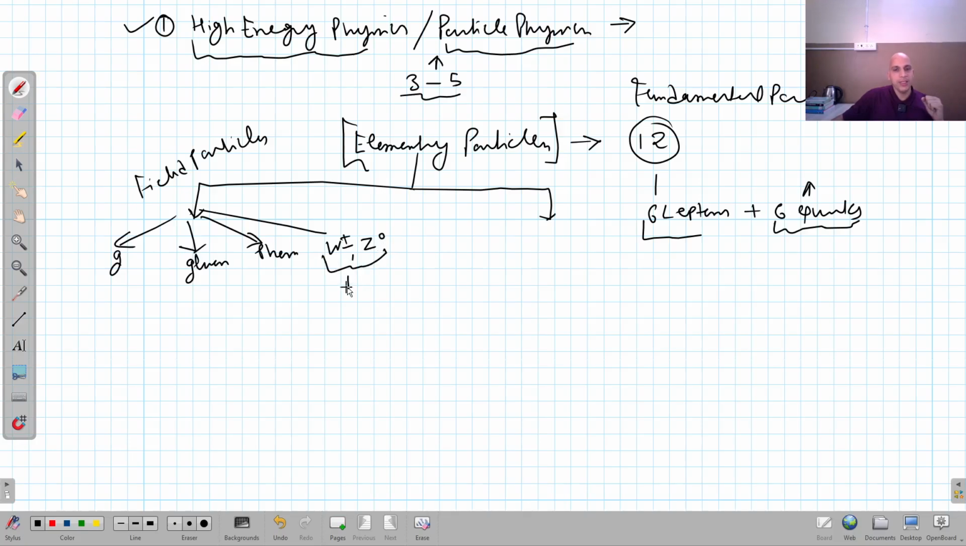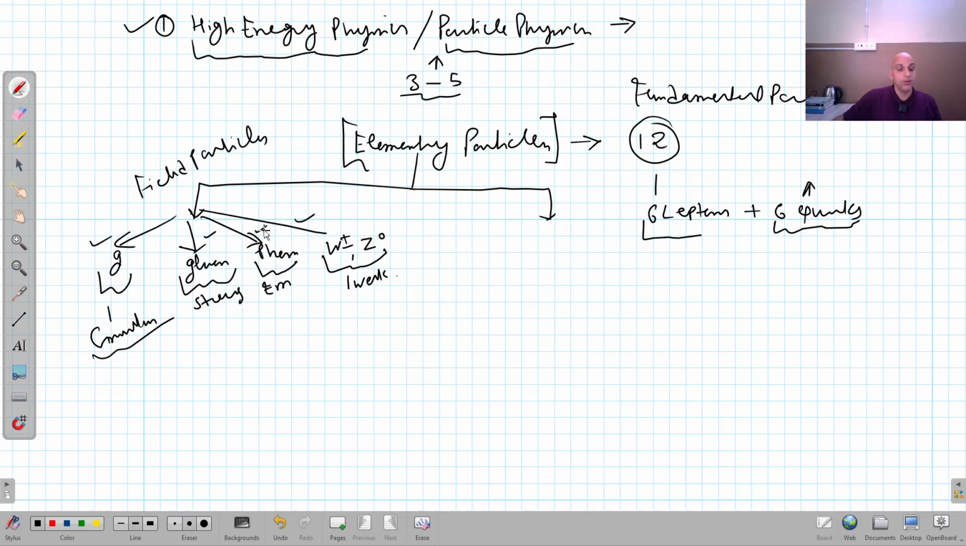The W and Z bosons are for weak interaction. The photon is for electromagnetic force. Gluon is for the strong or color force, as I have already explained. And graviton is for the gravitational force. So first of all, we should remember that we have 4 fundamental forces in nature: electromagnetic force, gravitational force, strong force, and weak force. And the quanta or field particles of these forces are represented as shown here.